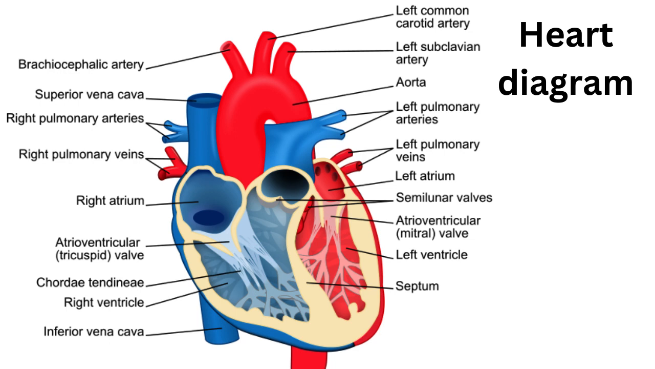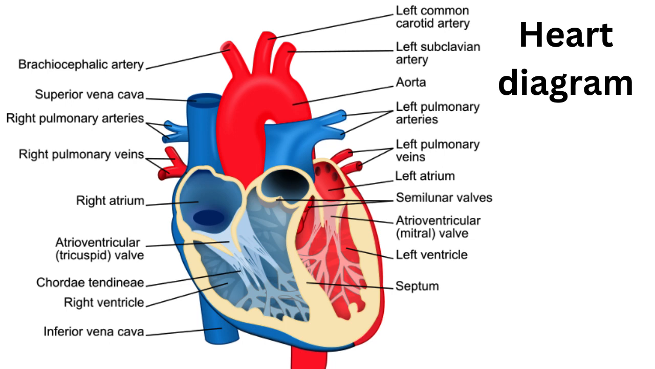The left ventricle is the lower chamber of the left side of the heart. It receives oxygenated blood from the left atrium and pumps it into the body through the aorta, the largest artery in the body. The heart also contains several valves that control the flow of blood through the chambers and vessels.